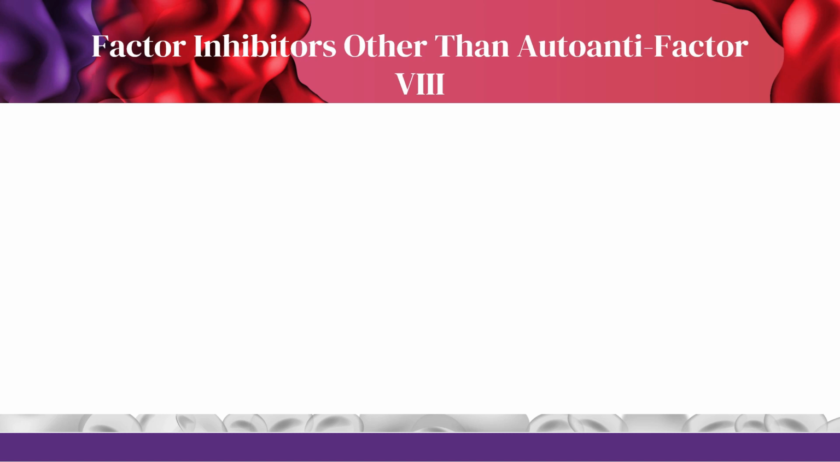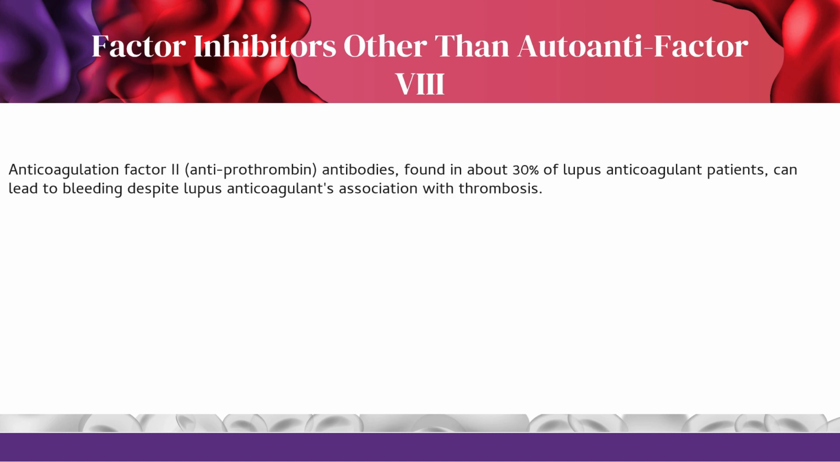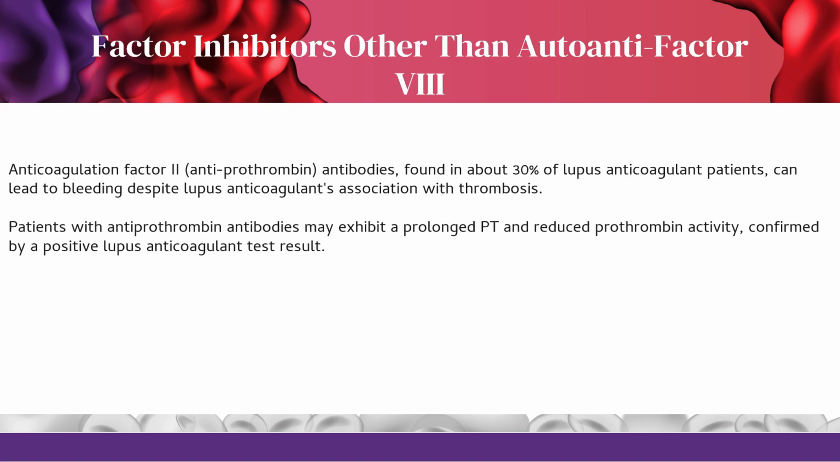Factor inhibitors are like silent disruptors in the world of clotting. First on our list, antifactor 2 antibodies, found in about 30% of lupus anticoagulant patients. Surprisingly, despite lupus anticoagulants' usual association with thrombosis, patients with antiprothrombin antibodies may experience bleeding. Watch out for a prolonged PT and reduced prothrombin activity. Antiprothrombin antibodies unrelated to lupus anticoagulant are rare.